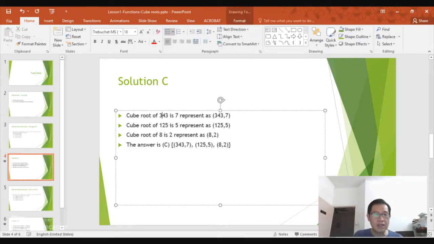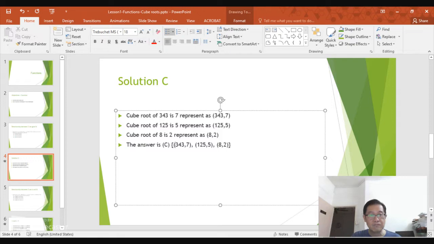The cube root of 343 is 7, represented as 343, 7. This is what you call the ordered pair, the first ordered pair. Now the second ordered pair: the cube root of 125 is 5, so the ordered pair will be 125, 5. Then the third ordered pair: the cube root of 8 is 2, represented as 8, 2. So the answer is C.